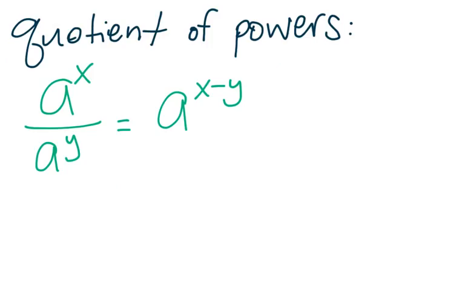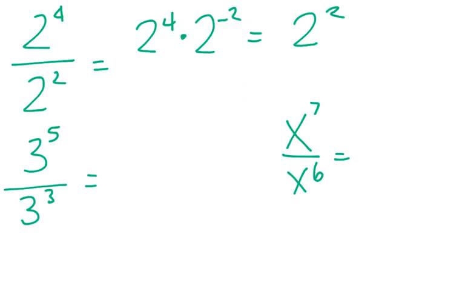We also have our quotient of powers rule, which says if you have the same base, but you are dividing the bases with different exponents, a to the x over a to the y as an example, you can solve that or simplify that by subtracting the bottom exponent from the top exponent, so a to the x minus y. And this works if you kind of rewrite this.